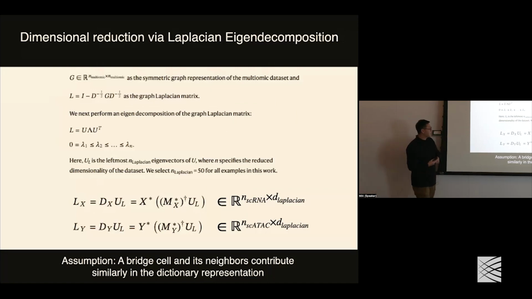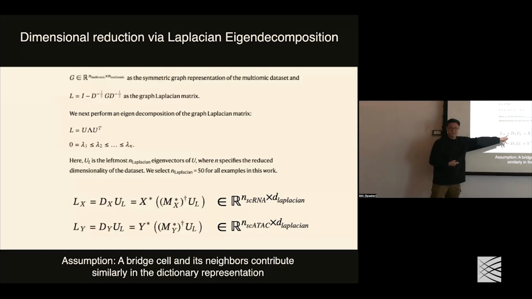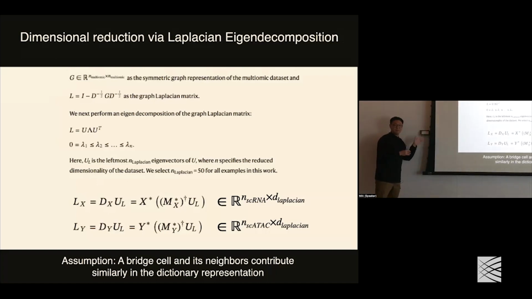Then we project both the DX and DY into that space. When we do that, you can see the dimension of those cells is shifted from the thousands of multiomic cells into those 50 Laplacian dimensions. Right now they are in a shared low dimensional space. Then we can transfer labels and jointly analyze this. We can also do the batch correction.